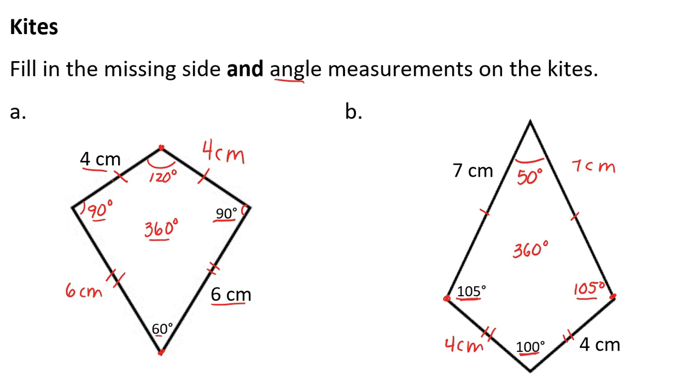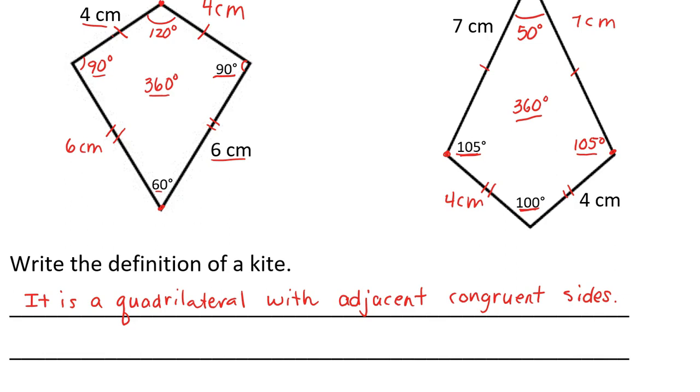So you can see how we can find those missing angles by using the attributes of the kite and the knowledge that the sum of the angles of a quadrilateral would always be 360 degrees. Here I have written the definition of a kite. It is a quadrilateral with adjacent congruent sides. We're going to use that definition to help explain why squares and rhombuses also fall under the category of kite.